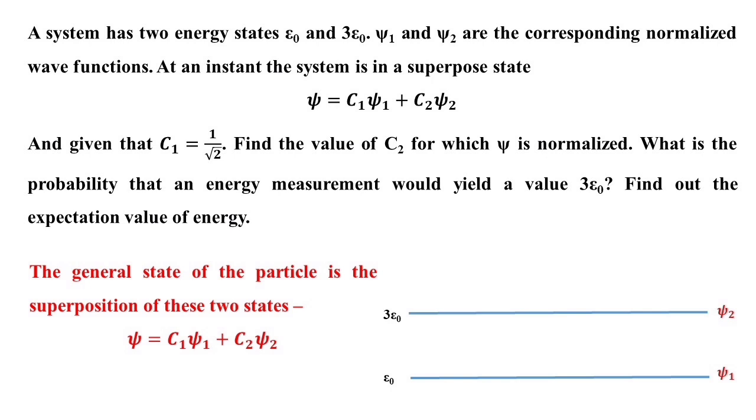And we know, we have just solved a similar type of problem. Here it is again a two-state system. Epsilon naught and 3 epsilon naught are the energies of the ground state and the first excited state, and psi 1 and psi 2 are the wave functions. Now the general state of the particle is the superposition of these two states, and this can be easily written as psi equals C1 psi 1 plus C2 psi 2. So this is a superposed state. Now we have been given the value of C1, and we have to obtain the value of C2 for which psi is normalized.